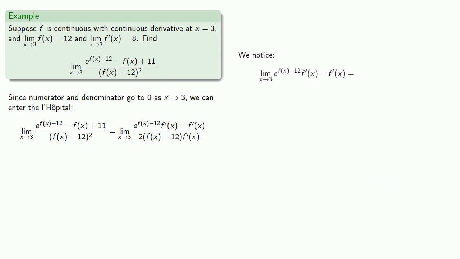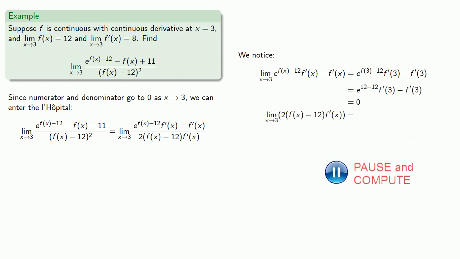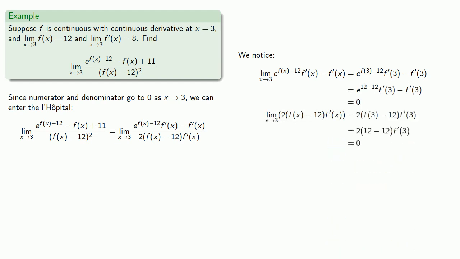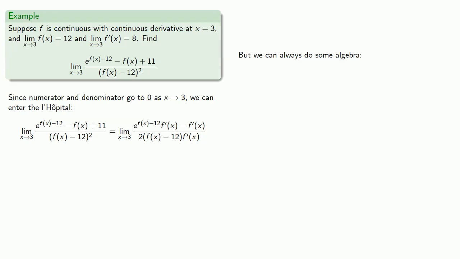As x goes to 3, our numerator goes to, and our denominator goes to, so we could apply L'Hopital's rule again, but this would require finding the second derivative of f, which we don't have. But we can always do some algebra.